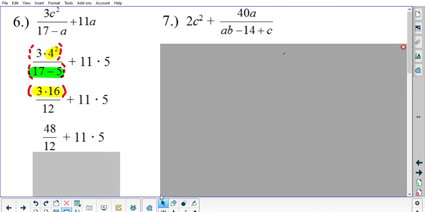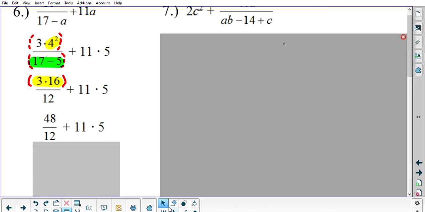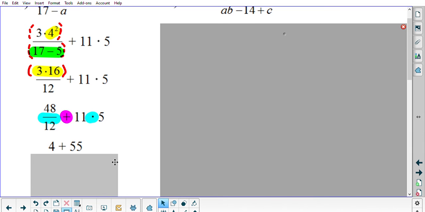There are no other exponents other than what I originally had in the numerator of the fraction. So the next part of order of operations is to do any multiplication or division that we might have in this problem. And we have both. The fraction bar means division. Obviously, the raised dot here means multiplication. Since there is addition in between, we can go ahead and do the division and the multiplication both at the same time. So 48 divided by 12, that would be 4. 11 times 5, that would be 55. And now we can finally add them together and get 59.